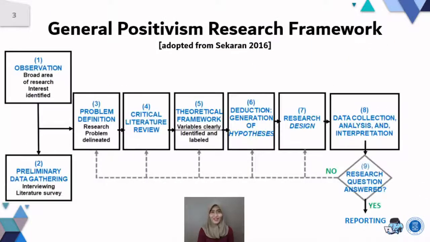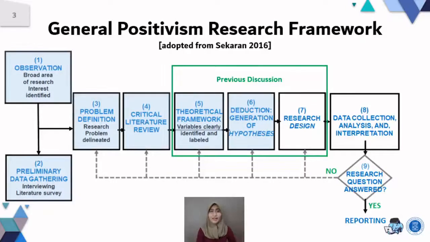As a refresher, here is the positivism research framework that was presented in the previous session. We have discussed that the hypothesized relationship among variables cannot be tested unless we are able to operationally define and measure the concepts or variables. Such topics were mainly deliberated in the 7th step, the research design.